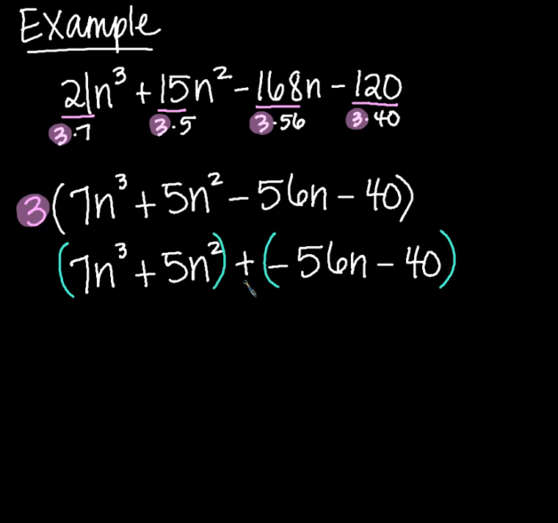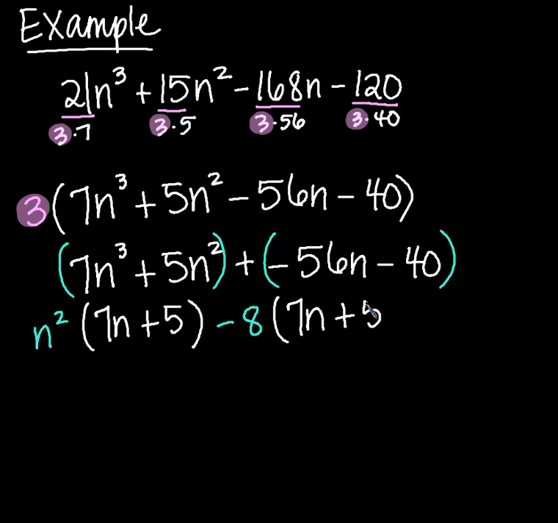That's very important. So now we're going to factor what we can out of each set. The greatest common factor out of the first group is n squared. So when I factor n squared out, what I'm left with is 7n plus 5. And what I can factor out of the second group is a negative 8. And what's left behind is a positive 7n plus 5.